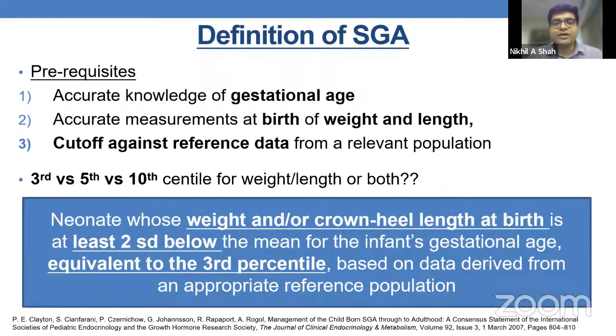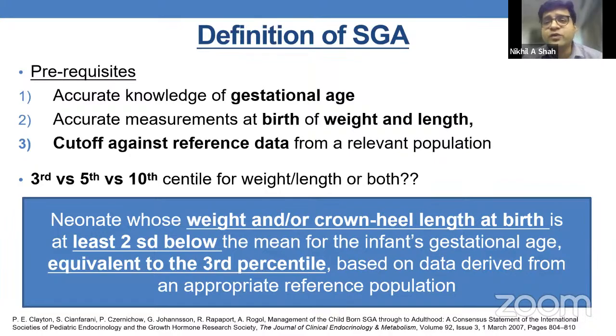So what we follow is any neonate whose birth weight or birth length is at least 2 standard deviations below the mean for the infant's gestational age, which is equivalent to the 3rd percentile based on data derived from an appropriate reference population. So a neonate whose birth weight or length is less than minus 2 SD or less than the 3rd percentile, we would label the child as SGA, that is small for gestational age.